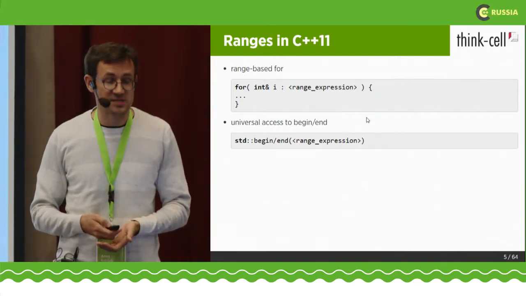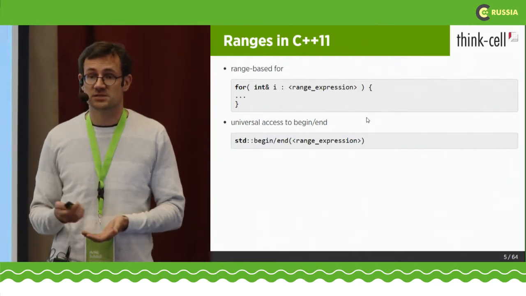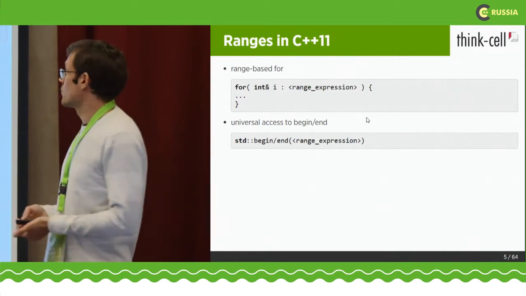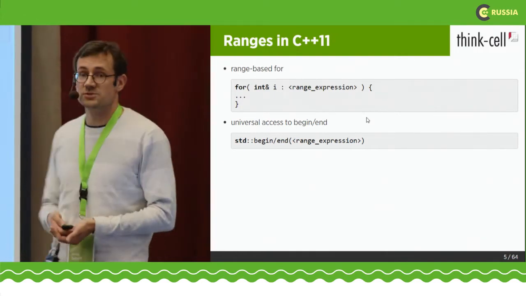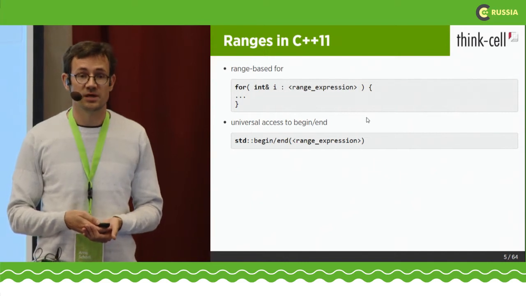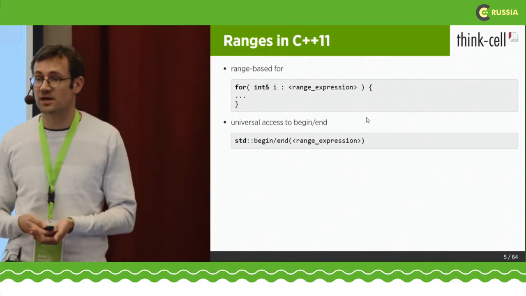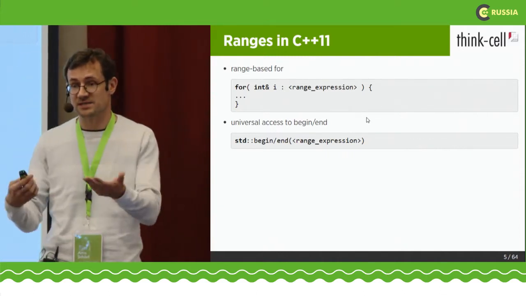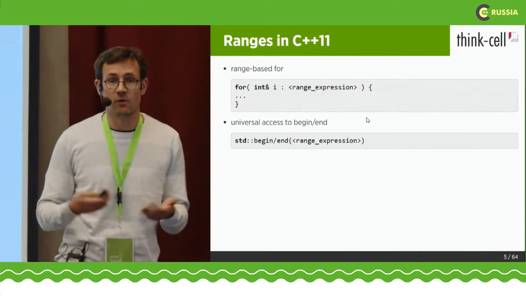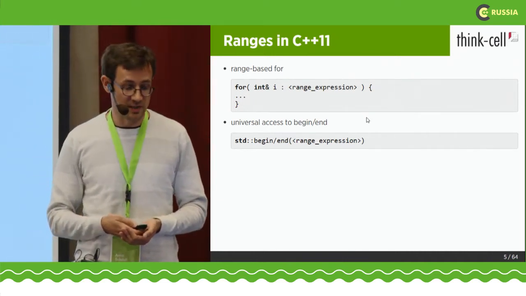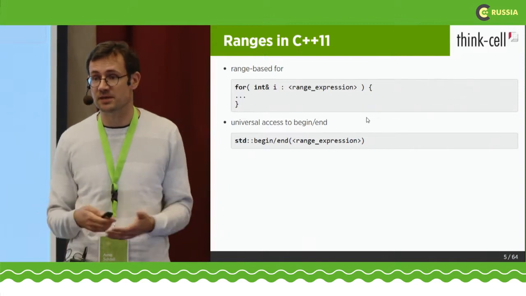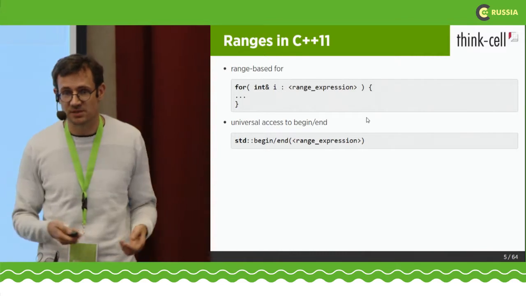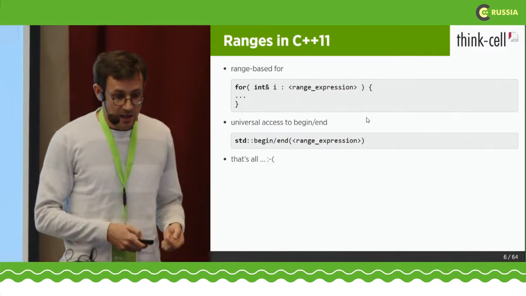We also have universal access to begin and end, this std begin and std end, which unfortunately doesn't quite work because they forgot to add the ADL lookup. So if you want to add a begin and end to an existing type, you have kind of a problem, because when you write it into the same namespace as that type, it won't be found by std begin, std end. So really, you have to write using std begin and then begin. That's kind of the idiomatic way to use std begin, std end, because they don't do it internally. And that's all.